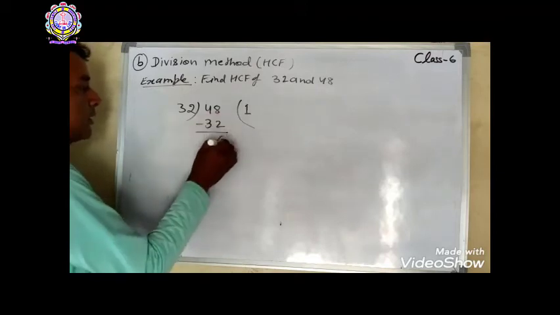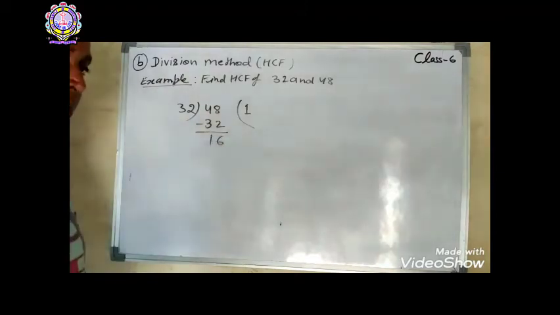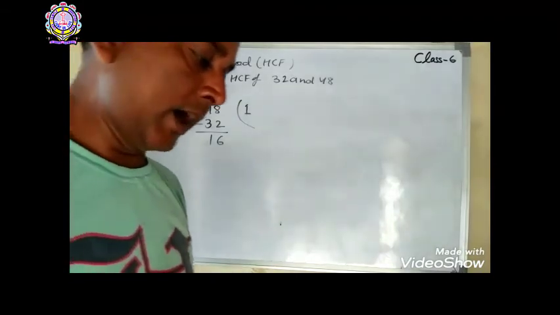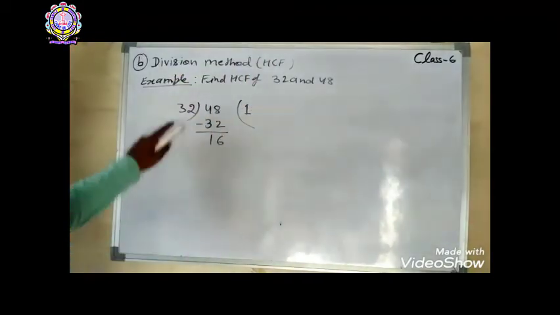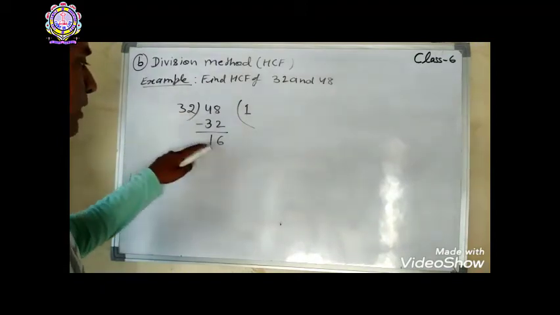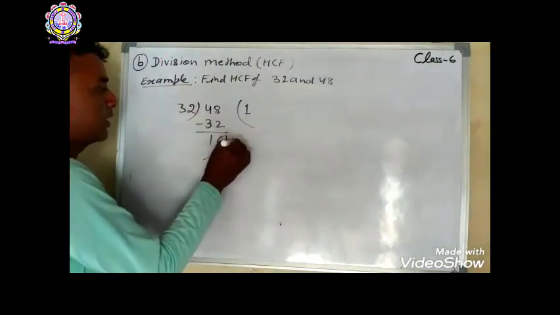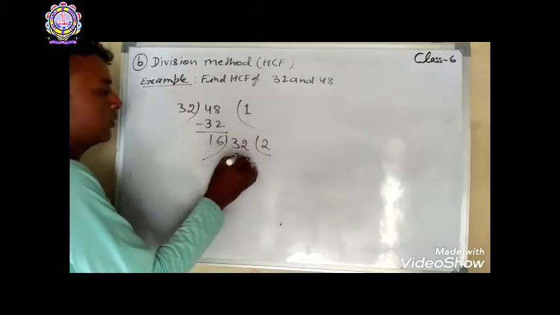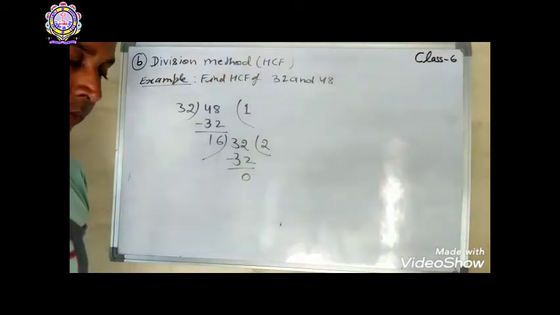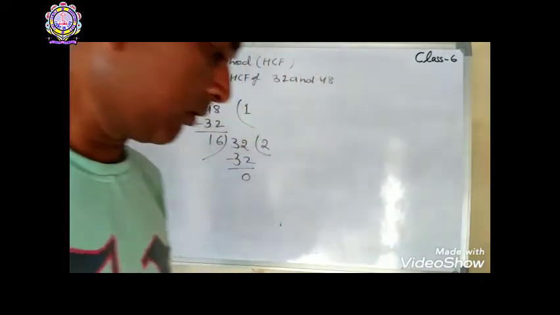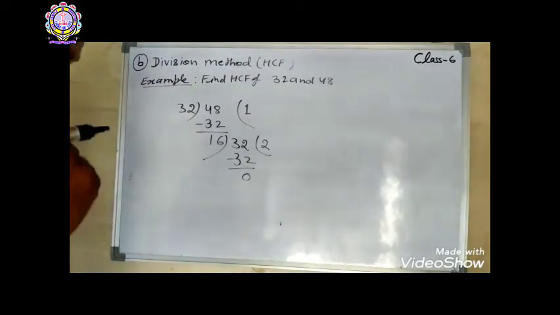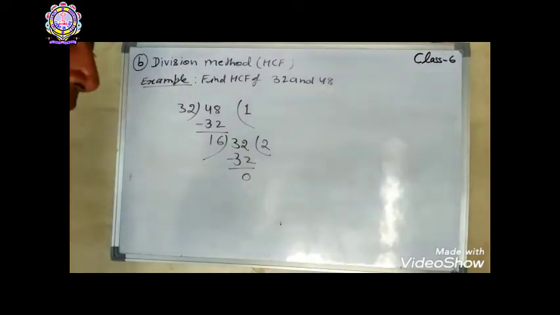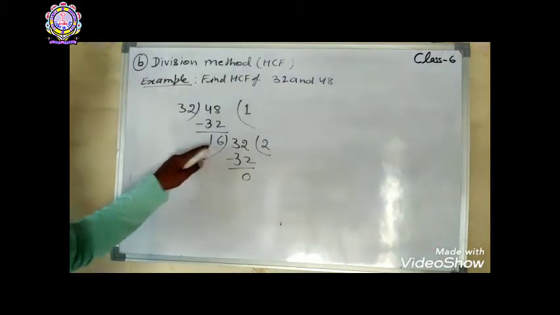Subtract, we get 16 and 1. Now, second, divide the divisor by the remainder. So this is the divisor, divide by the remainder. So write 32 here and divide. 16 2s are 32, subtract, we get 0. Repeat the process of dividing the preceding divisor by the remainder till the remainder is 0. The last divisor is the HCF of the given two numbers. What is the last divisor? That is 16.